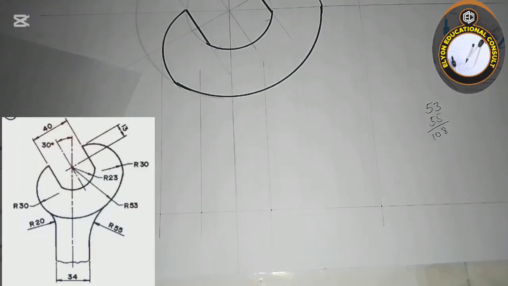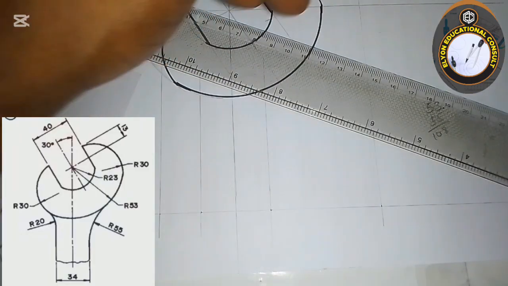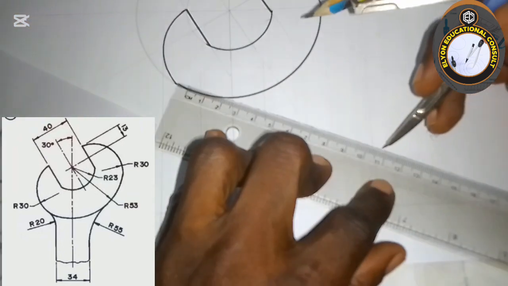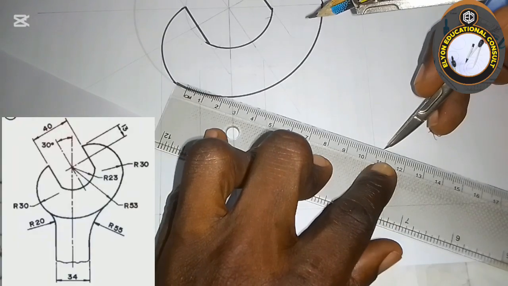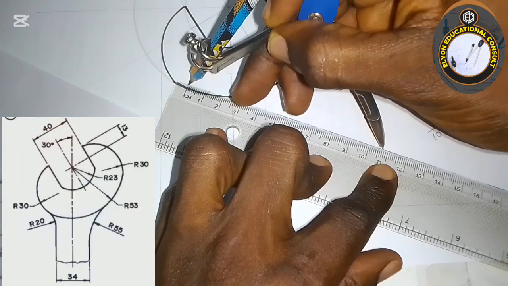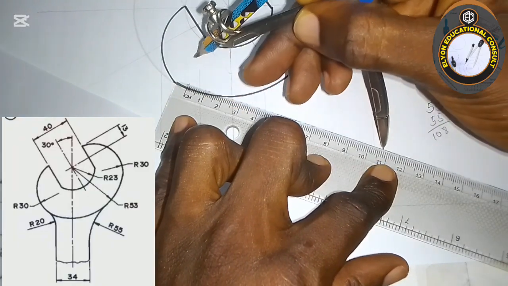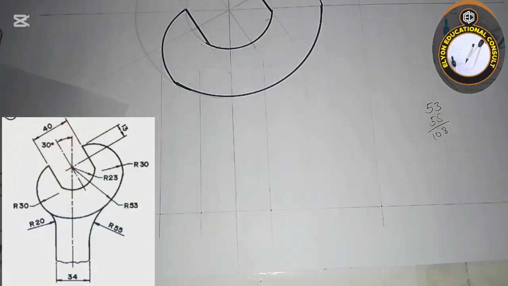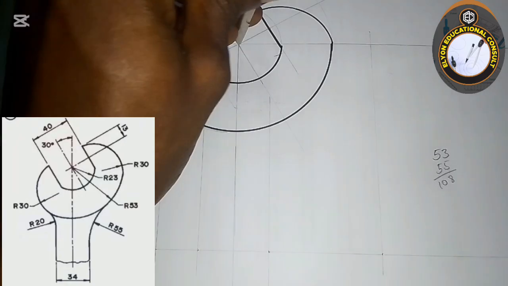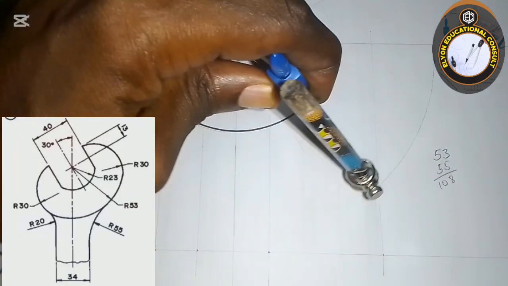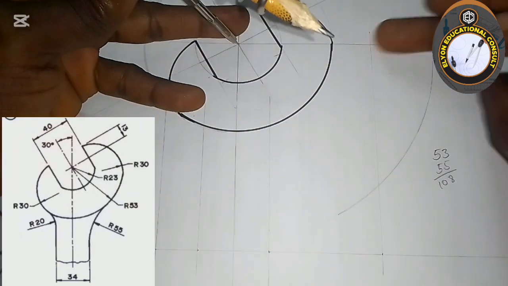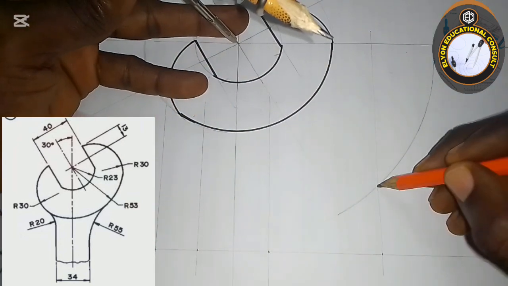So what I'm going to do now, I will stretch my compass to 108. That is 10.8. 10.8 this way. Now stretch the compass this way. I hope you can see this way, 10.8. Now I'm going to place at the center, strike an arc, and I will take note where the arc cuts the vertical line we drew earlier. So take note, it's at this point here. I hope you can see that now.